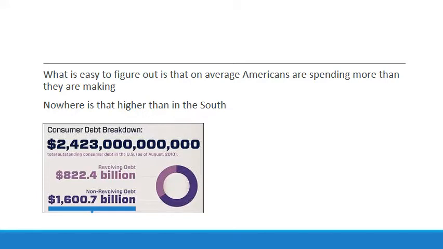So let's look at this consumer debt breakdown. You'll notice here consumer debt breakdown as of August 2010, that's 2.4 trillion. So that's in the trillions. So we have 2.4 trillion in debt. Now of that, 822 is revolving debt. Non-revolving debt is that 1.6 billion. So that's a huge portion of it.